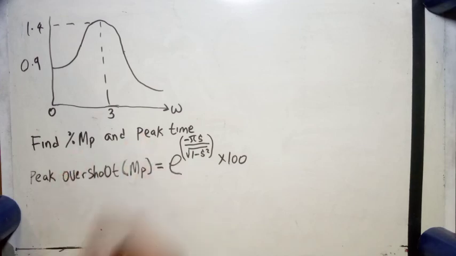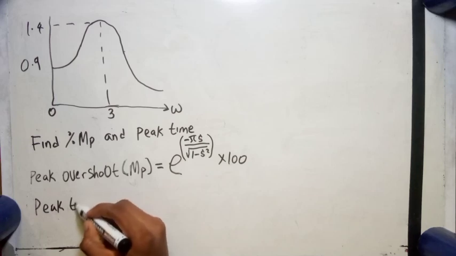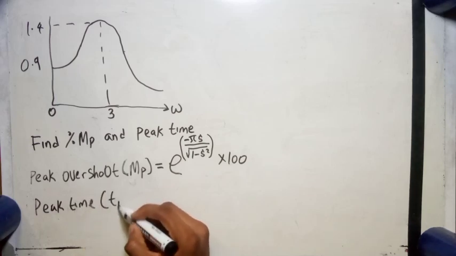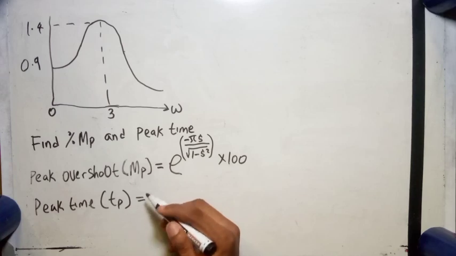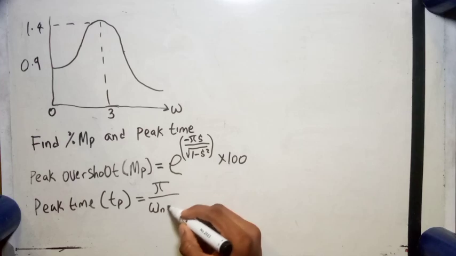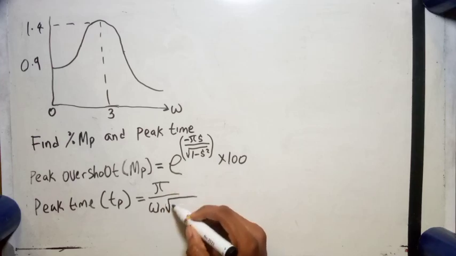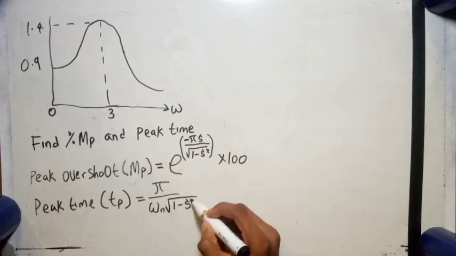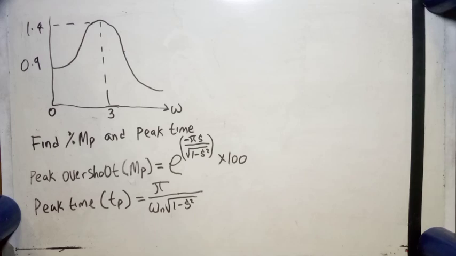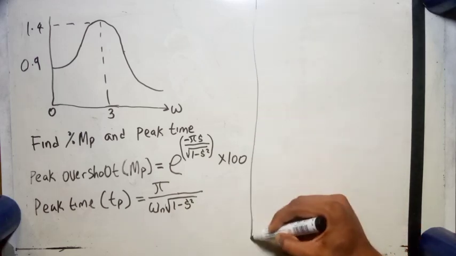Let's just try the B part, which is the peak time. We denote peak time as Tp. Now this is equal to pi over Wn, brackets, or however you choose to put it, then square root of 1 minus zeta square. The same thing here: we don't know our zeta, and we don't know what our Wn is. So these two parameters, we need to get them before we can solve for any of these two parameters.